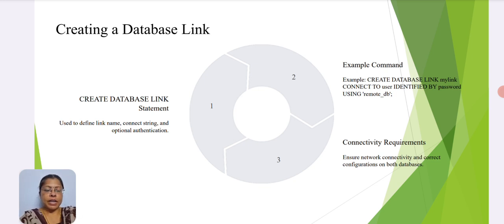The example command, or example query, that we need to use to create the database link is the create database link command. We need to use my link, where we copy the link, then connect to the username, identified by the password, which we give here. We need to use this query by giving access to the particular users to whom we want to grant access.